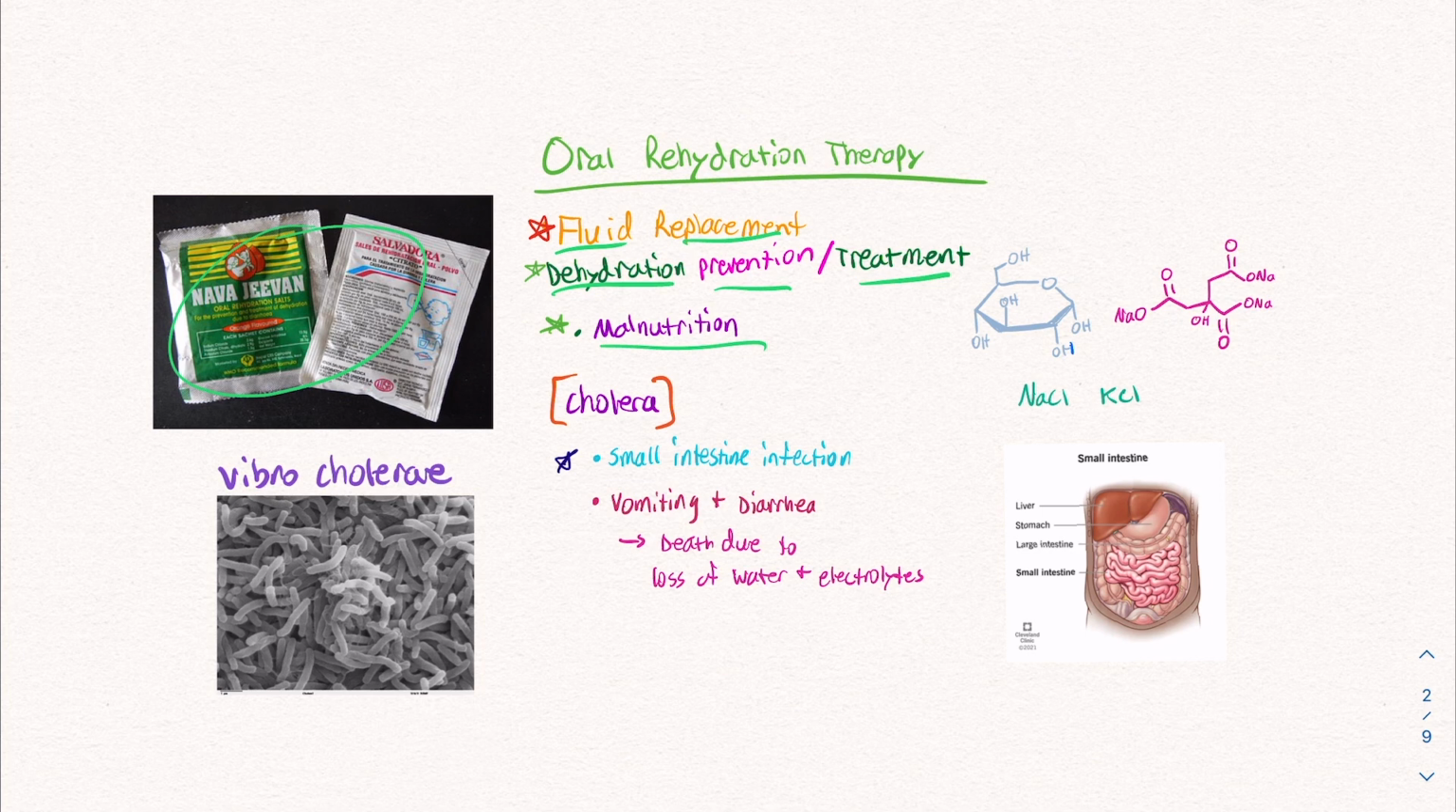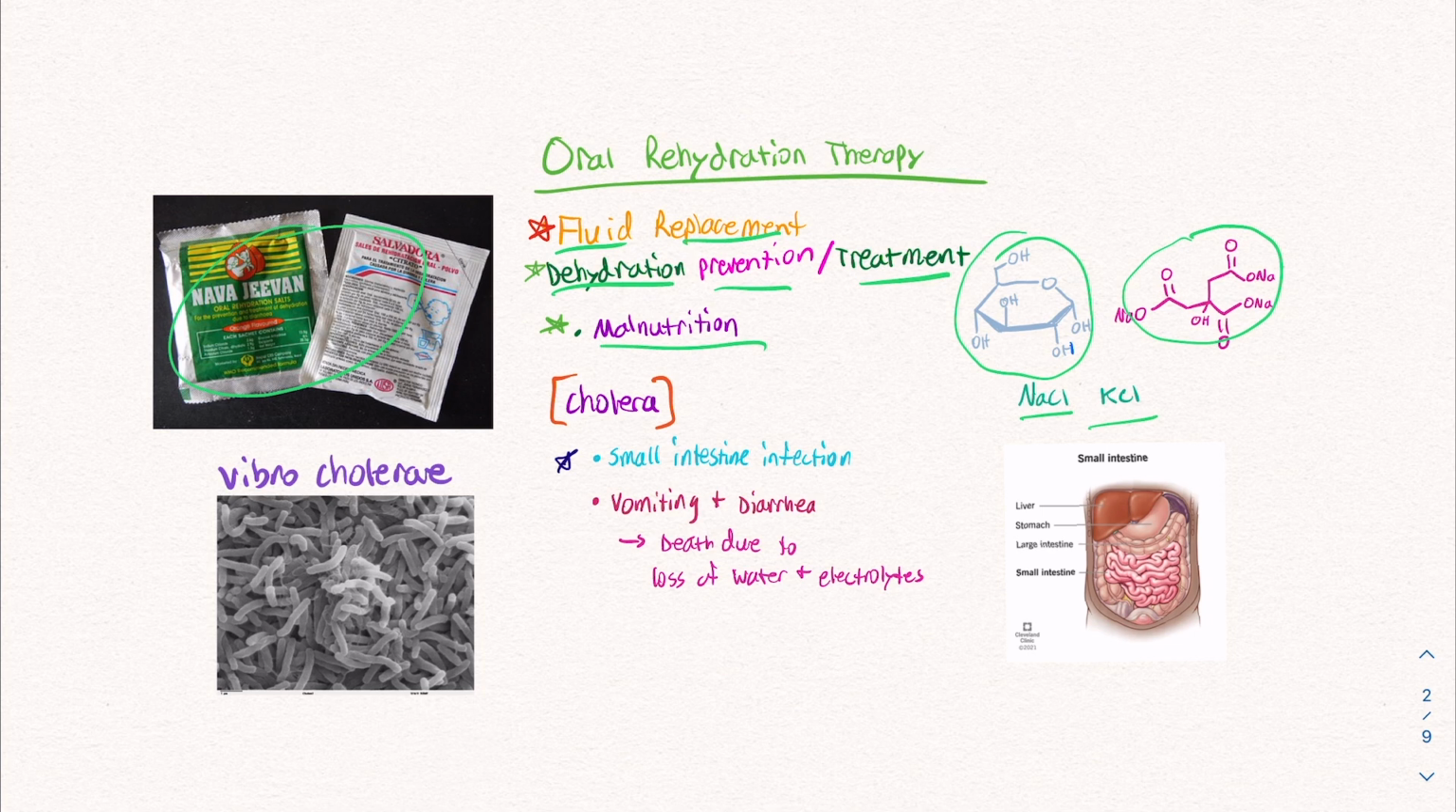So inside these packets or the bottles, you'll find glucose, which is a sugar, sodium citrate, which helps with absorption of water and electrolytes, sodium chloride, which is table salt, and potassium chloride. These are salts that will dissolve into ions. We're going to talk about that in a second. And these are used to replenish the body when it's lacking certain nutrients.